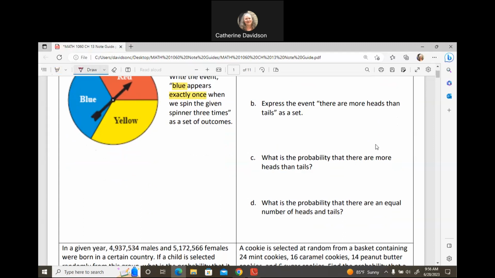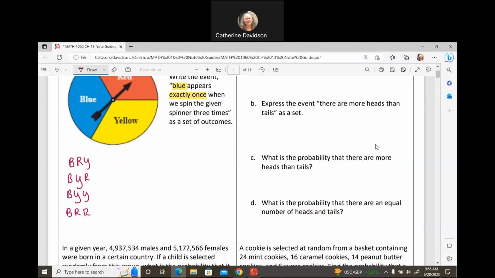So if blue comes first, we have 3 spins. We could spin blue, red, and then yellow. Remember, blue can only occur once. So we could have blue, yellow, and red. We could have blue, yellow, and yellow. And we can have blue, red, and red. So those are all the possible outcomes where blue occurs exactly once and blue comes first.